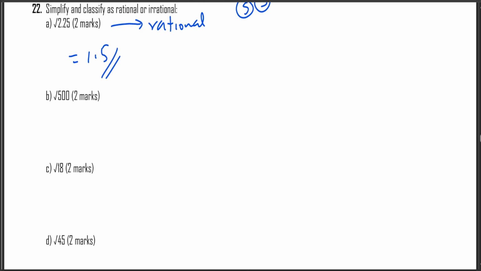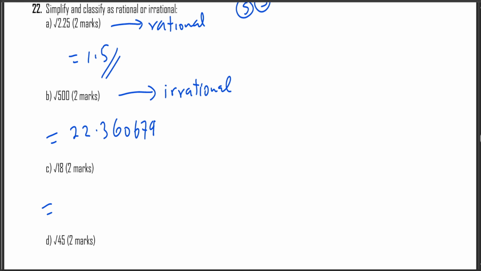Now for the other one, square root of 500 gives you a lot of decimals. It gives you around 22.36069, and it continues, by the way. So basically this is going to be irrational, and you don't know the pattern to this type of answer.